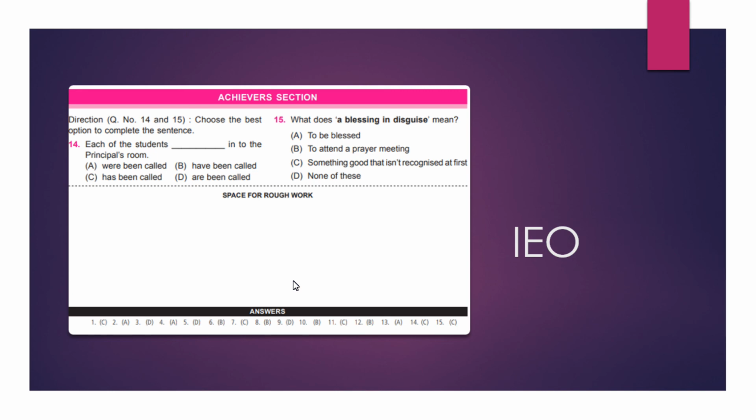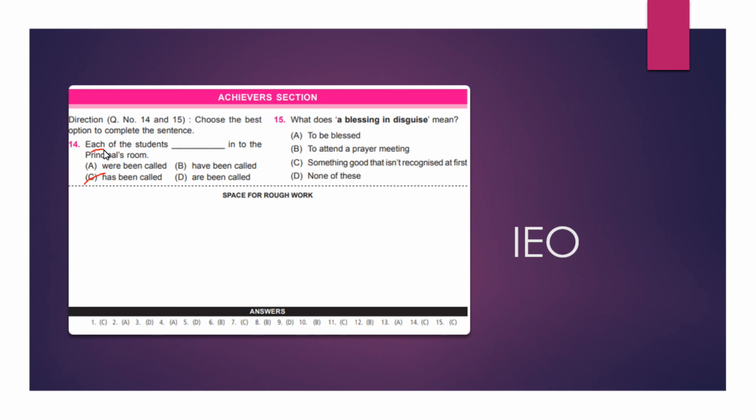Choose the best option to complete. Each of the students dash into the principal's room. Were been called, have been called, has been called, or are been called. Answer is has been called. Each is given so only. Subject verb agreement. What does a blessing in disuse mean?